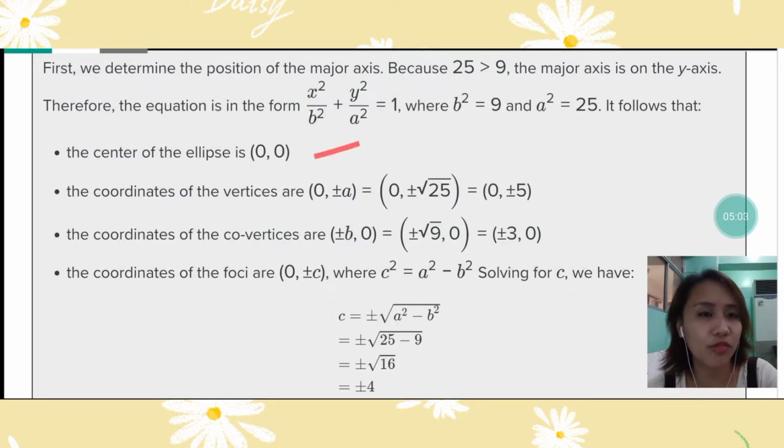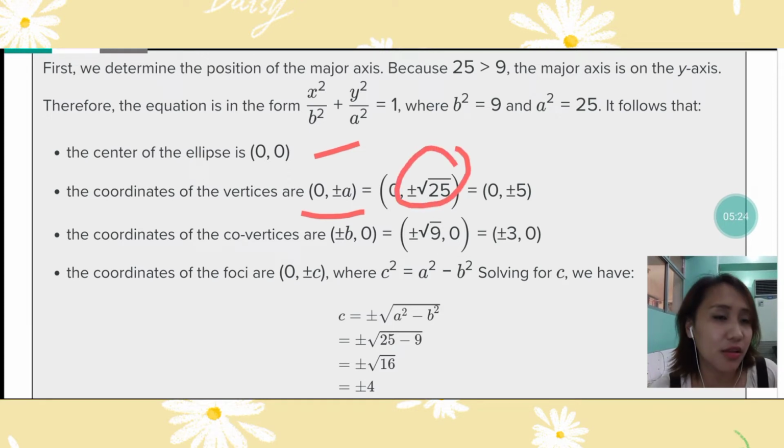So it follows that the center of the ellipse is 0, 0, meaning it's at the origin. The coordinates of the vertices, since this is a vertical graph, are 0, plus minus a. In order to get a, we need to get the square root of a squared, and the square root of 25 is 5. So the coordinates of the vertices are 0, plus minus 5, meaning 5 units going up, then 5 units going down.